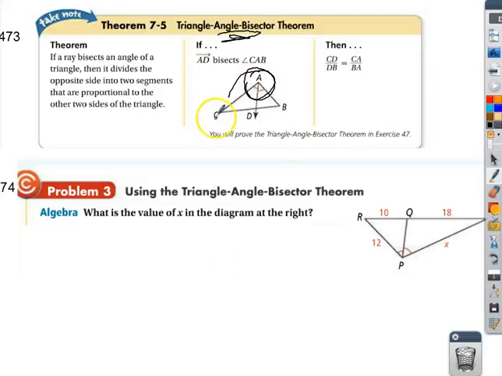So we have triangle ACB. CB got divided into two parts, CD and DB. So AC over CD, here's how I'm going to set it up. AC over CD would equal AB over BD. So this over this equals that over that. I just do the left side and the right side.